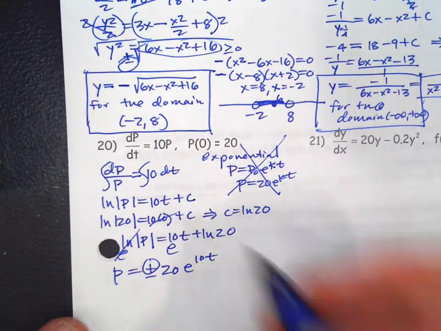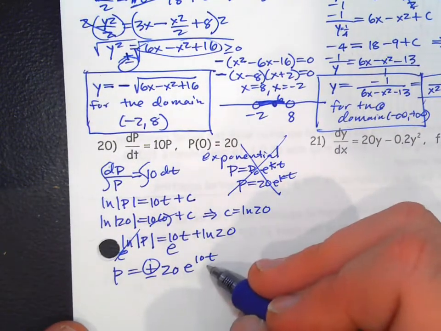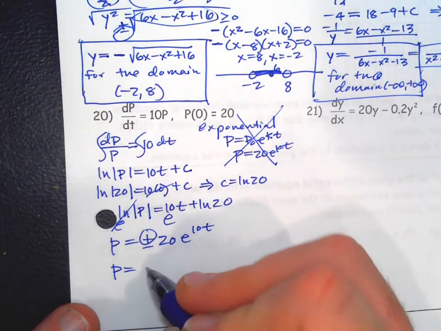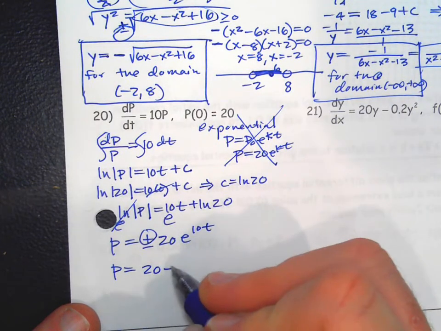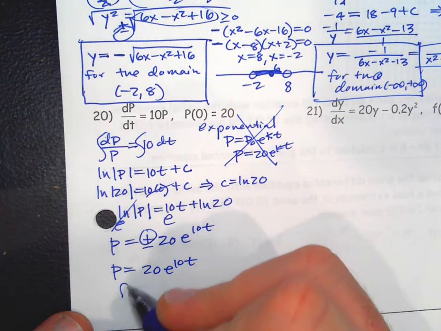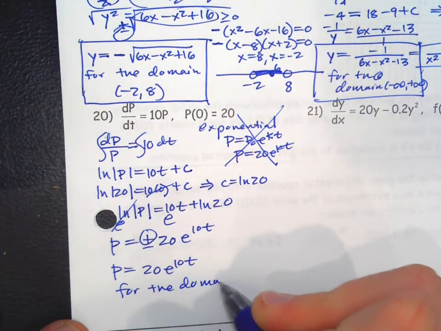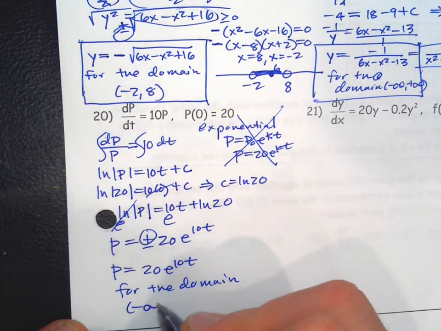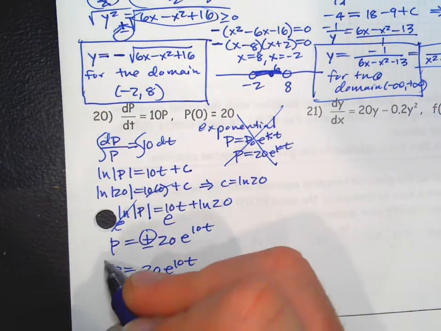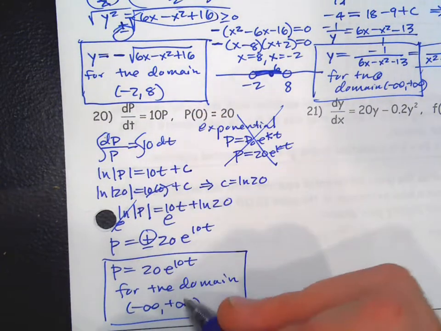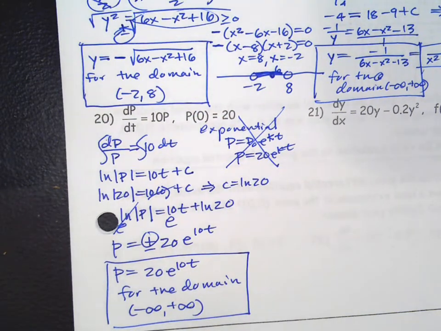Now for domain, are there any issues here? Nope. Any issues up here? Nope. So your final answer is p equals 20 e to the 10t. For the domain, negative infinity, positive infinity. This is where you're allowed to use this solution from that differential equation. That's what the domain is.